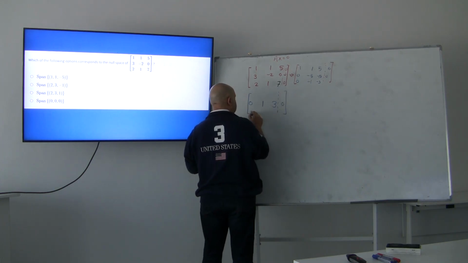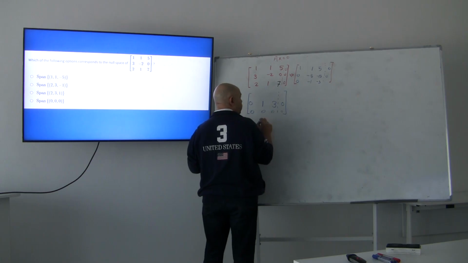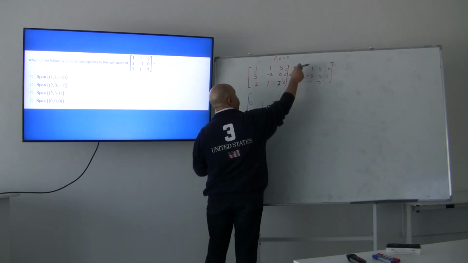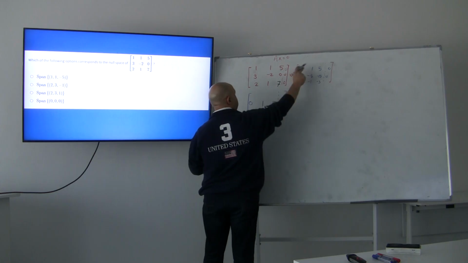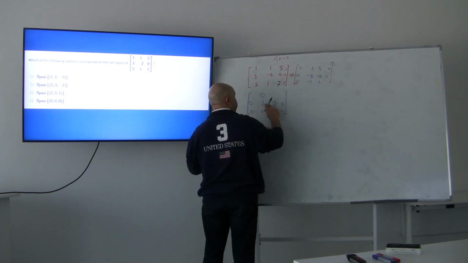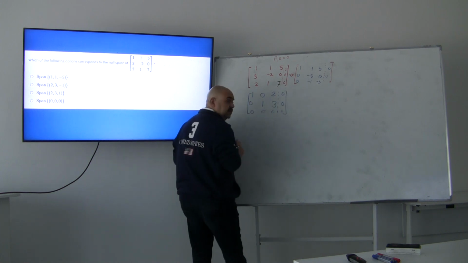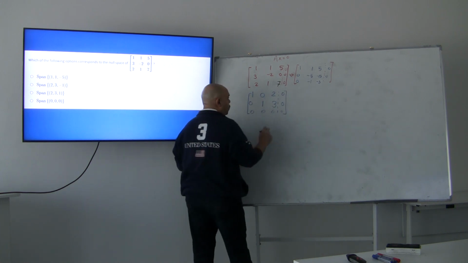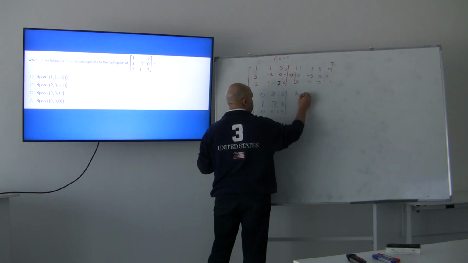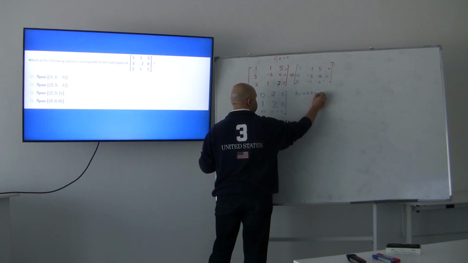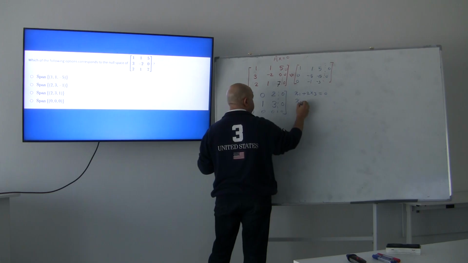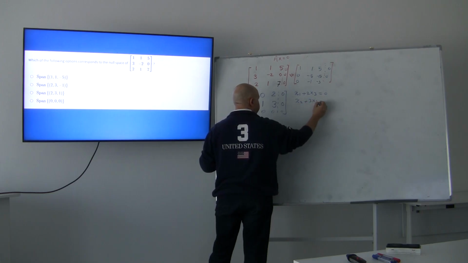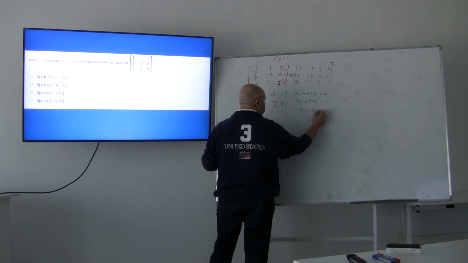Multiplying or adding on the last row, you will have all of them zeros. Multiplying by negative 1 and adding on the first row, negative 1 plus 1 equals 0, and negative 3 plus 5 comes up to 2. And this is the final form, which can be rewritten as x1 plus 2x3 equals 0 and x2 plus 3x3 equals 0, which means x1 equals negative 2x3 and x2 equals negative 3x3.